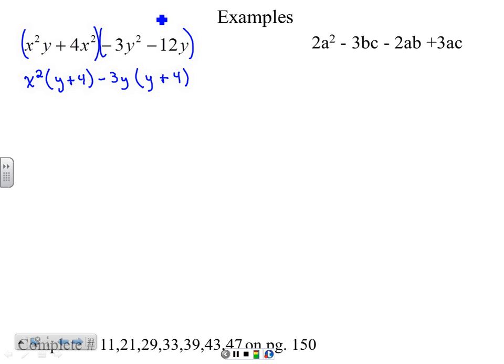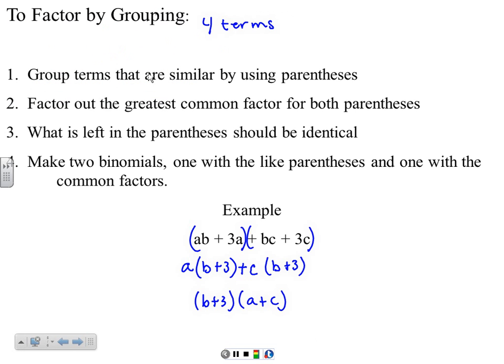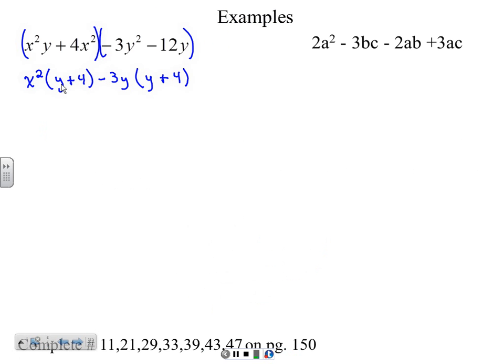So if you haven't noticed a pattern, step number 3 says when you factor out that monomial factor, what's left in the parentheses should be identical. Every time, you notice that my binomial factor is identical, and the reason is I need this binomial factor to be identical so that I can factor it out in that last step. So you need to make sure the signs and everything are the same.